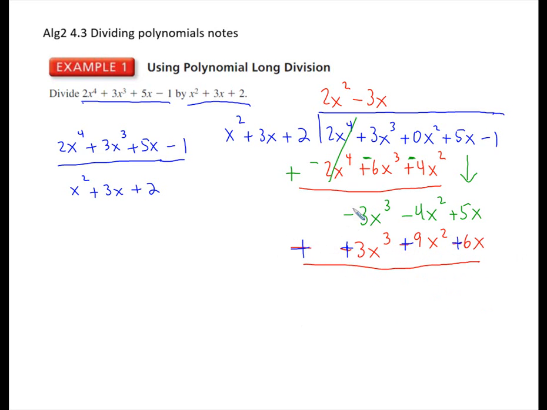Like I told you, if you're doing this correctly, the first terms should cancel each other out. Then we end up with 5x squared plus 11x. Bring down the next value, which is minus 1. Repeat the process. Something times x squared has to give us 5x squared. Well, that's going to be plus 5. Now I'm going to take the positive 5 and distribute it to everything outside here.